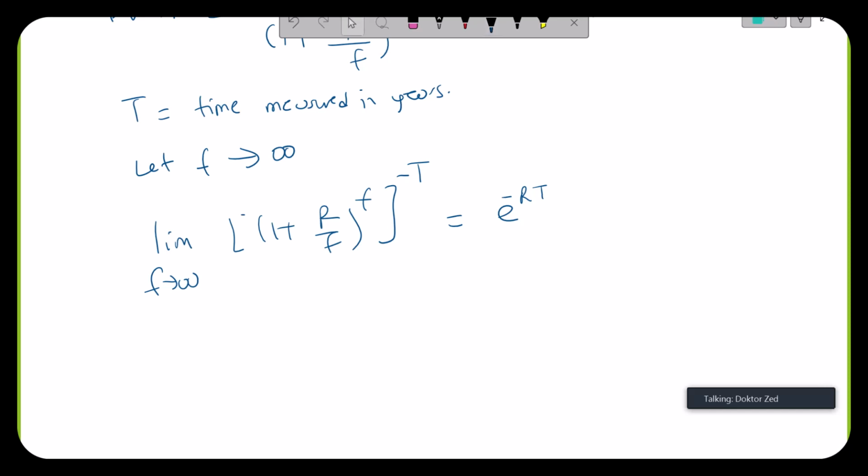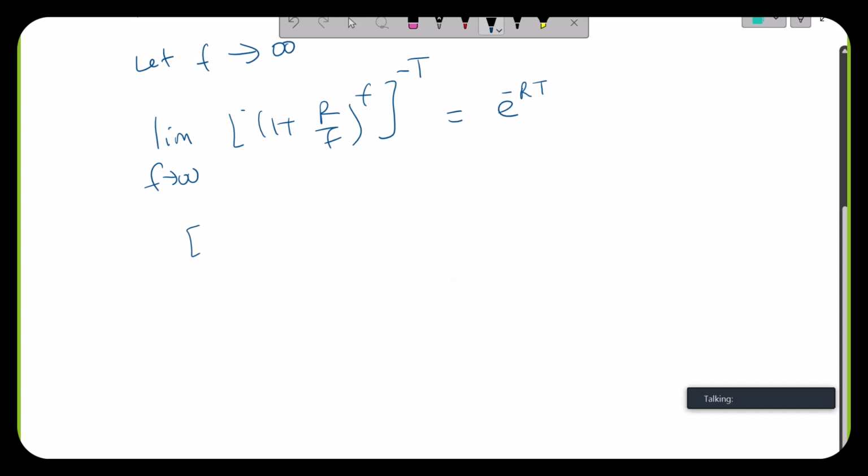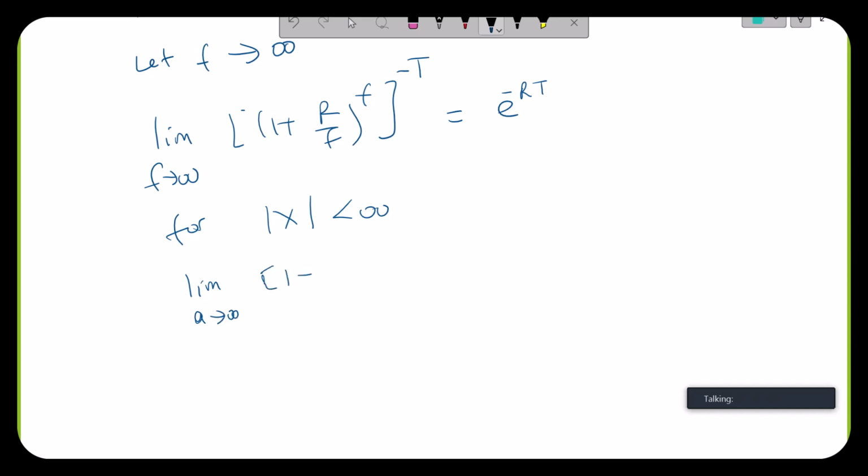And this comes from the fact that for x, that's a fancy way of saying x is not infinite, it's finite, the limit as a goes to infinity of 1 plus x over a raised to the power a is e to the x. In fact, that's one of the ways we can approximate e.